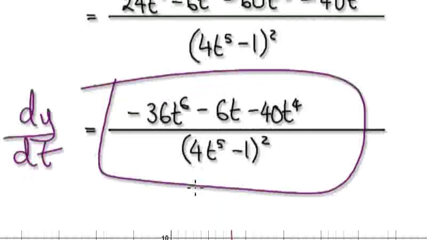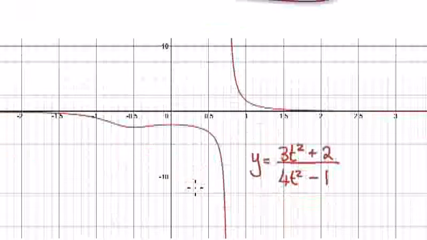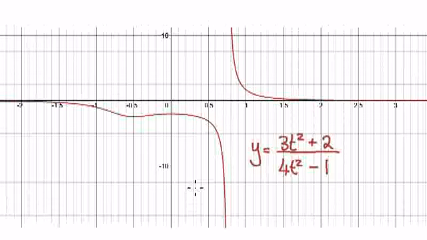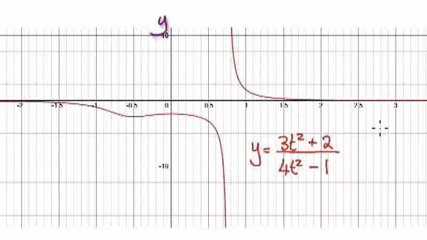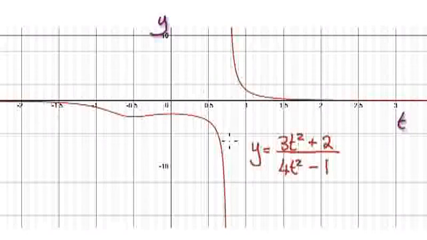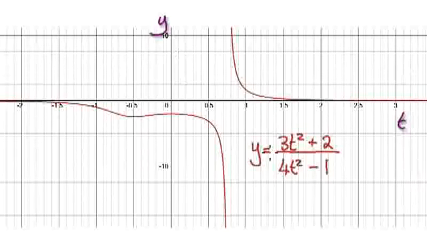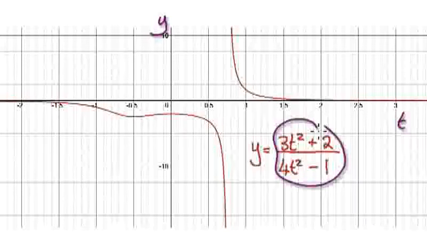Okay, so when you plot a graph, it will look like this. So this is your y-axis, and this is your t-axis. So at the moment, this is a straight y equals blah blah.